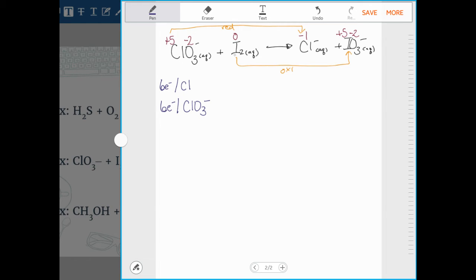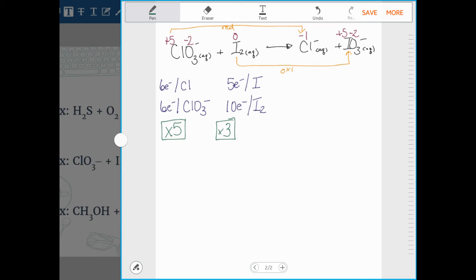Okay, now when I look at iodine, I see 0 to +5. That means that there's been 5 electrons per iodine. And I see that I have 2 iodines, because I have 2 atoms. So I have to go 5 times 2, which is 10 electrons per iodine in its natural elemental state. Now, I would say my common denominator between the two of these is 30. So I'd go 6 times 5, and I have 3 times 10, so I'm going to multiply by 3 to give me my common denominator of 30.